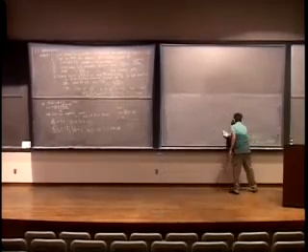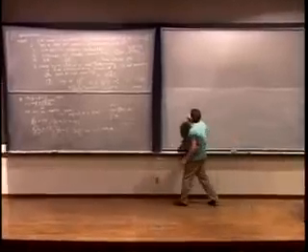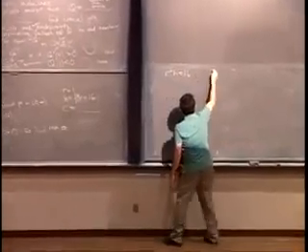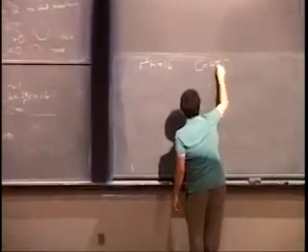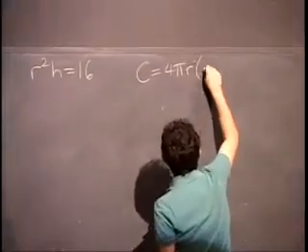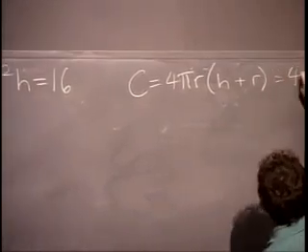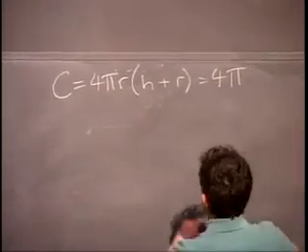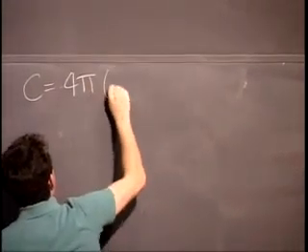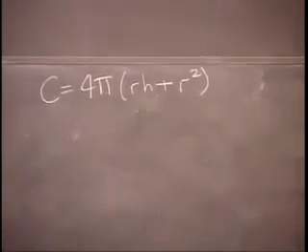So let's just go back for a second to our original equations. We had r squared h equals 16. And we also had that the cost is equal to 4 pi r outside of h plus r. Or if you like, let me just rewrite it as 4 pi rh plus r squared. Okay. So what do we do?